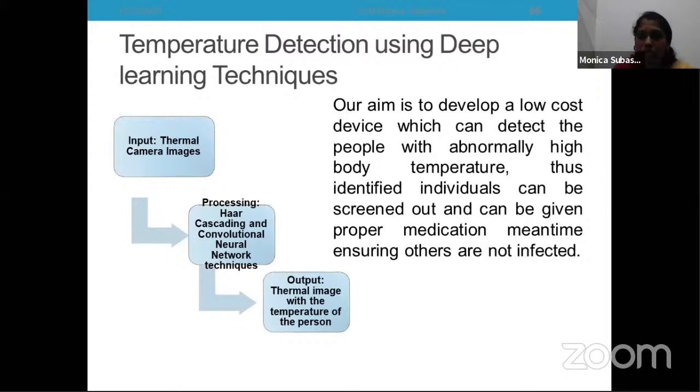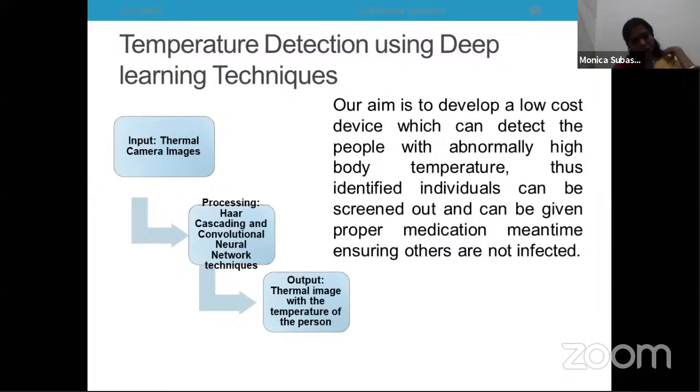The input images are from a thermal camera. Thermographical images are obtained from a resource and those thermal camera images are processed. A CNN, convolution neural network, is applied for processing the image, and based on this, we are predicting the temperature of a person.